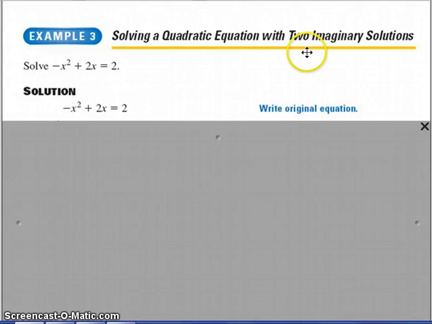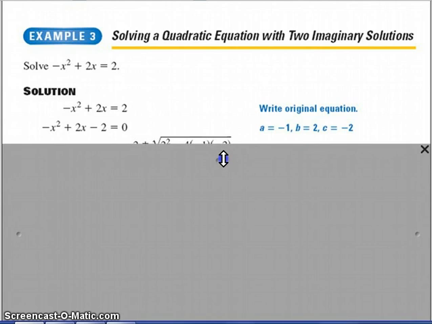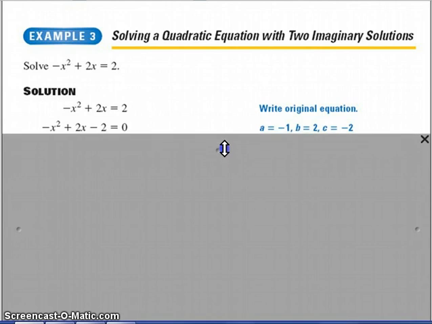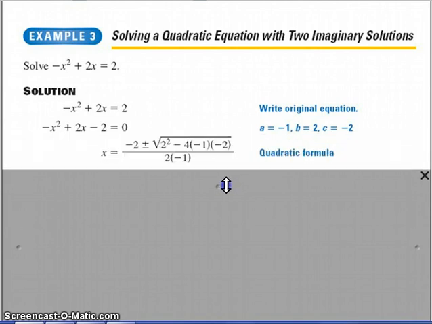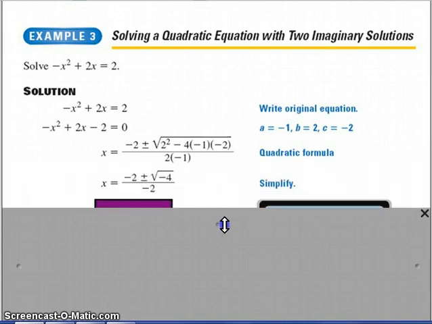Now, let's put this to use if we do have two imaginary solutions. First of all, I'm going to have to get this in standard form, as I do here now. Then I'm going to have to figure out what a, b, and c are and plug them into the quadratic formula, as I have here. And then I'm going to go ahead and simplify and solve.